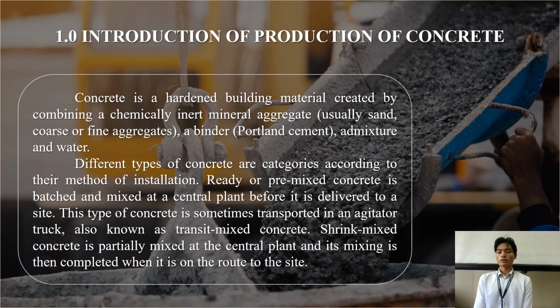There are a few different types of concrete categories according to the method of installation. Ready-mix concrete is batched and mixed at the central plant before it is delivered to the site. This type of concrete is sometimes transported in an agitator truck, also known as transit mixed concrete. Shrink mixed concrete is partly mixed at the central plant, and its mixing is then completed when it is on the road to the site.